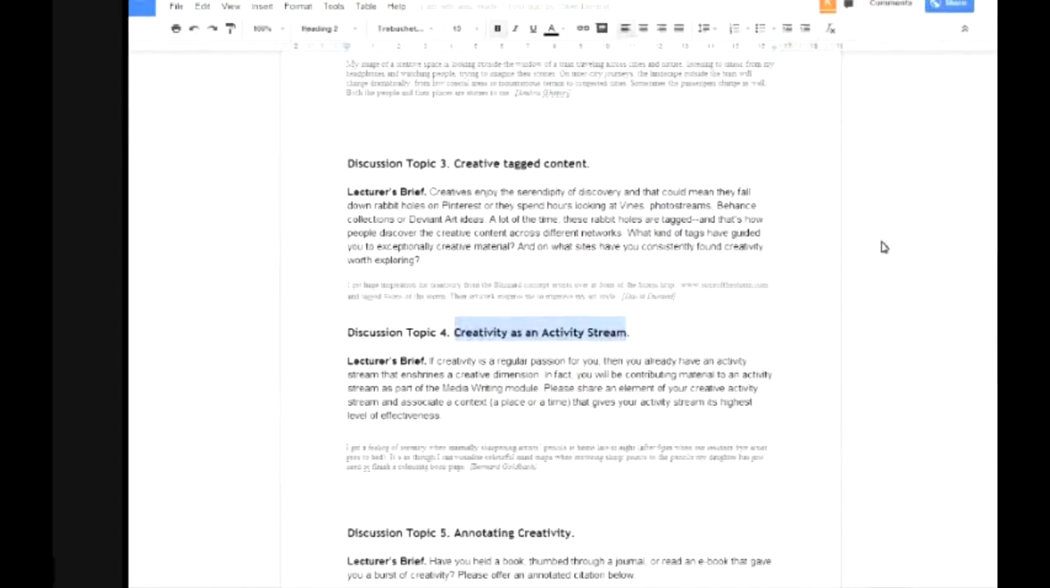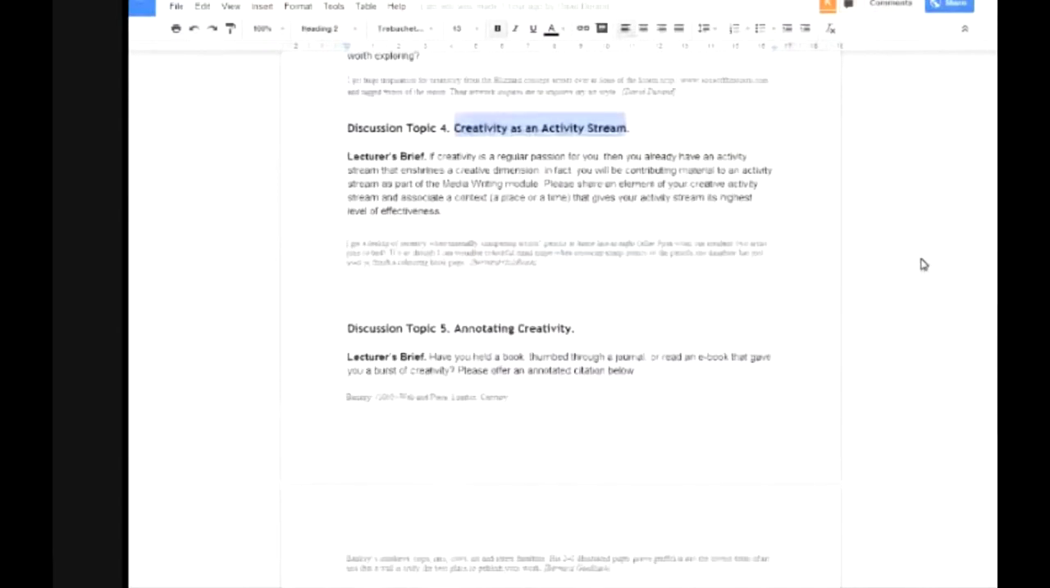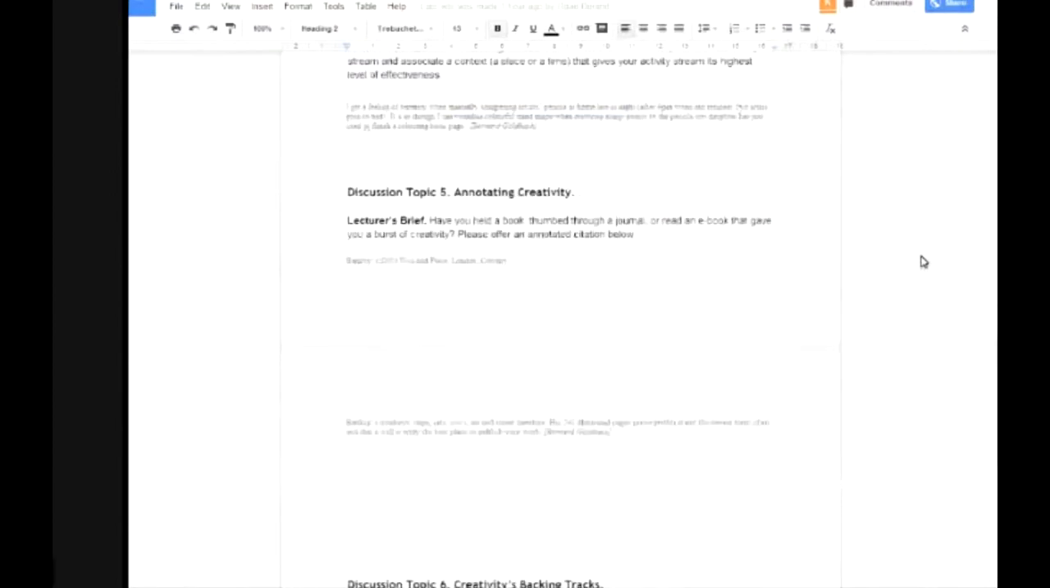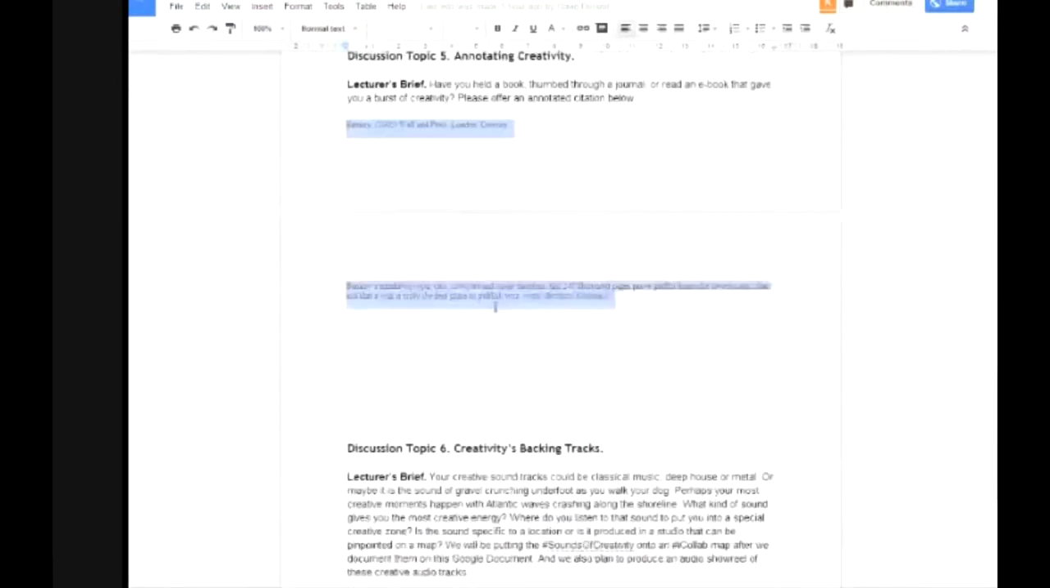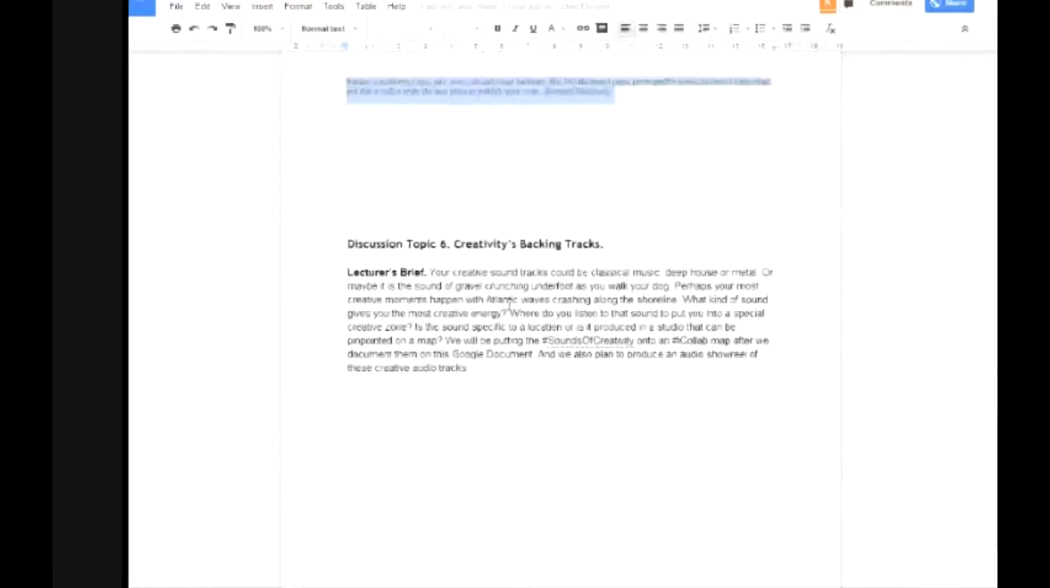What I'm looking for here is stuff that might be physical things you do, physical activities. Annotations of creativity is meant to be a way to get you back into annotating a piece of work. I like Banksy. He wrote a book called Wall and Peace in 2005 with monkeys, cops, rats, cows, art, and street furniture. It's pretty interesting, 240 pages of cool stuff.